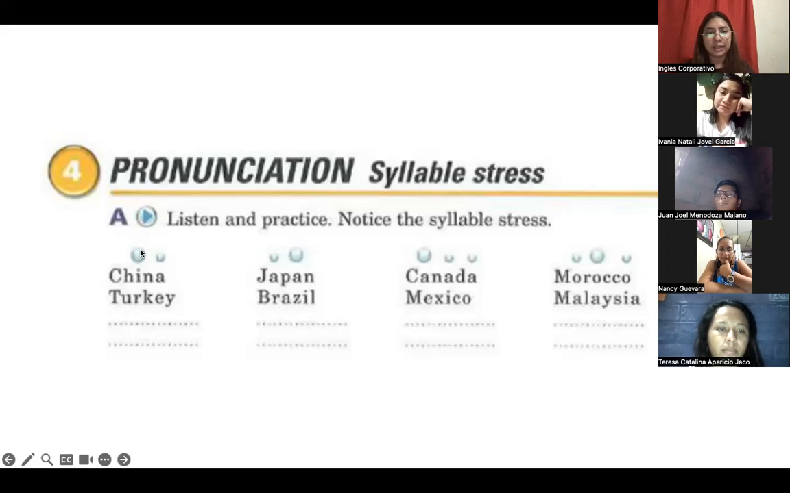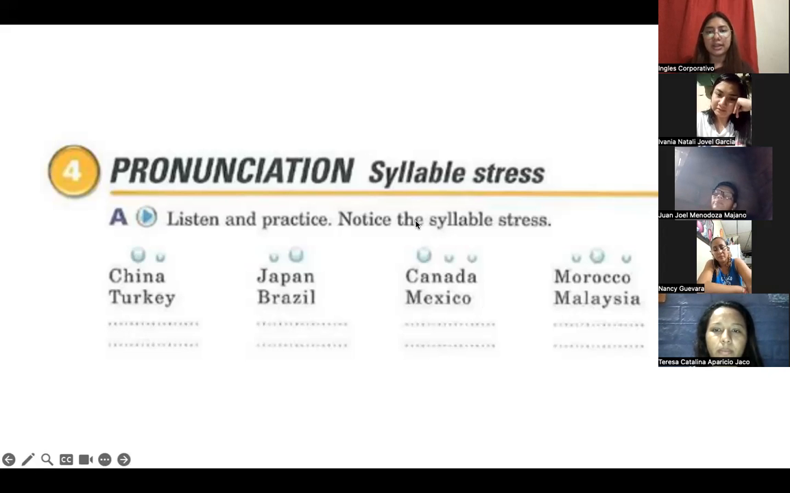¿Está claro esa parte de que la burbujita grande es para la mayor fuerza de voz y la pequeña es para la menor? Yes, clear. Ok. So, es por eso que no vamos a decir Japan, right? Vamos a decir Japan, porque la fuerza de voz está en la segunda sílaba. Japan, Brazil, se escucha mucho más fuerte, right? Acá lo mismo, China, Turkey. Acá en la primera tenemos tres: Canada, Mexico, Morocco, Malasia.